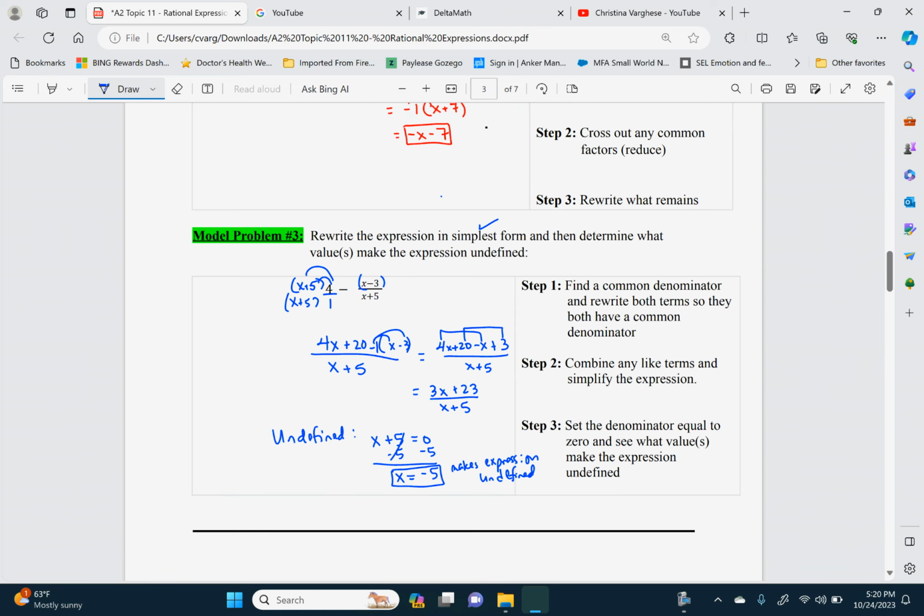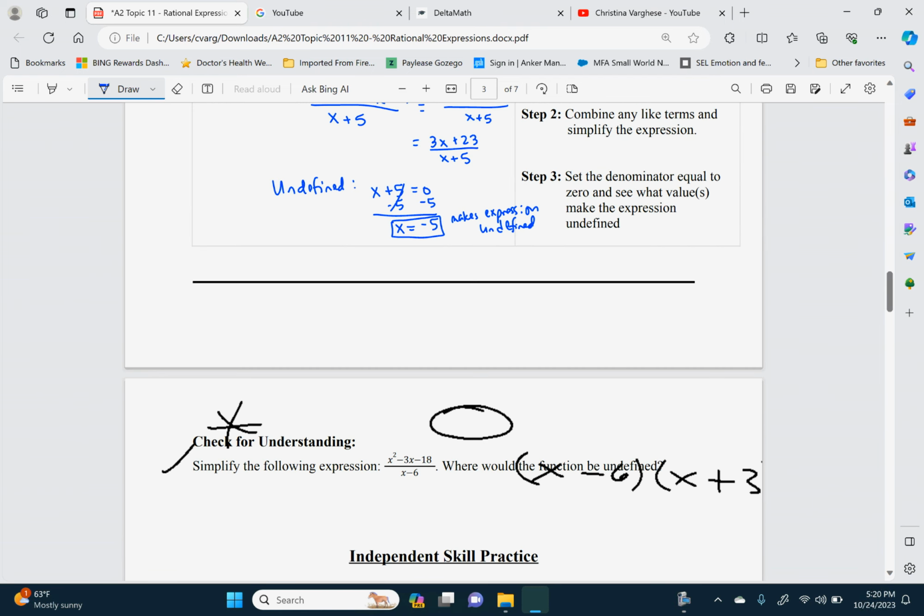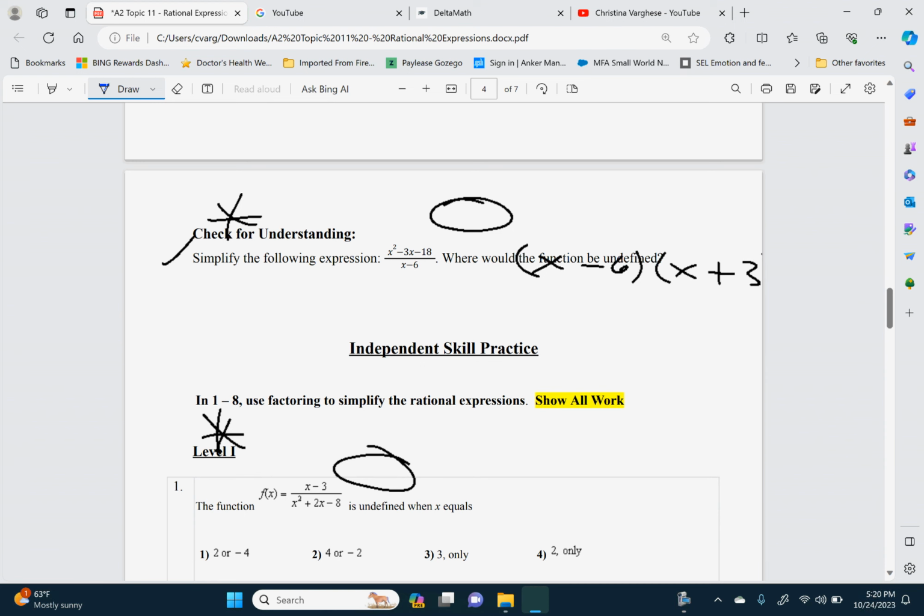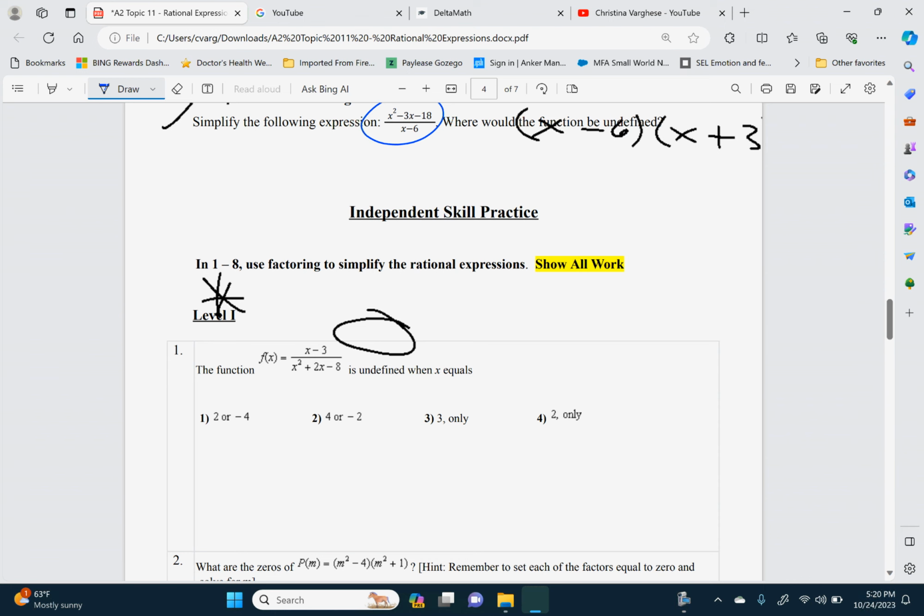All right. So that's model problems 1 through 3. There is a check for understanding here that I'm going to ask you to definitely try. And then do a couple of problems, and you should be good to go.